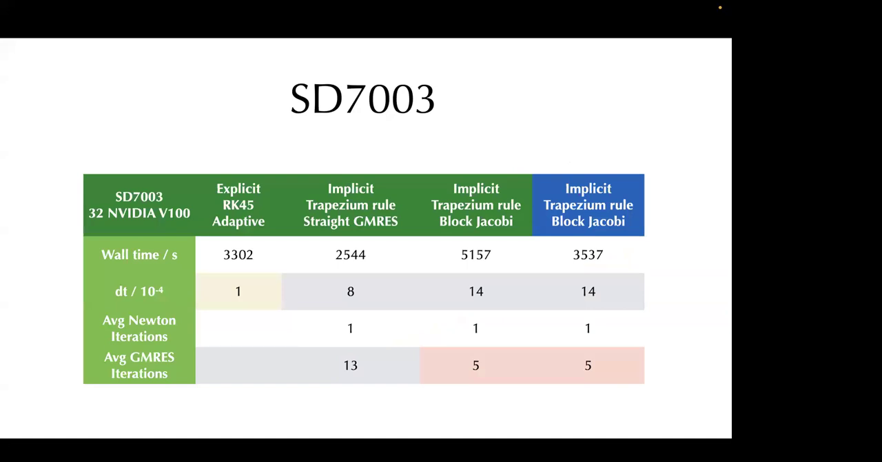And here is where the performance lands. As expected, the implicit schemes, both unpreconditioned, preconditioned, and preconditioned with a single precision inverse, all allow you to take somewhat larger time steps than explicit, and the best overall performance comes from straight GMRES in this particular case. So unpreconditioned GMRES with the trapezium rule. This is then closely followed by the explicit scheme and then block Jacobi with single precision preconditioning.